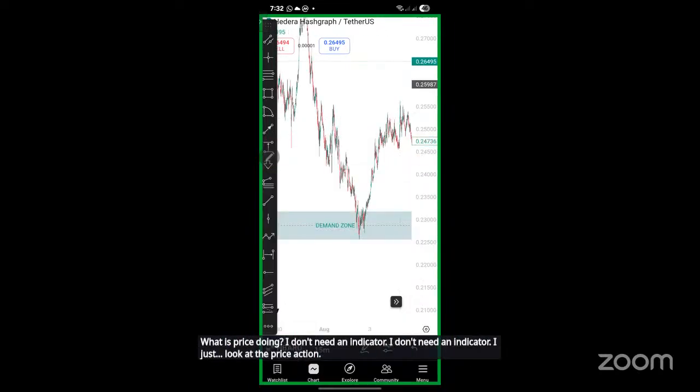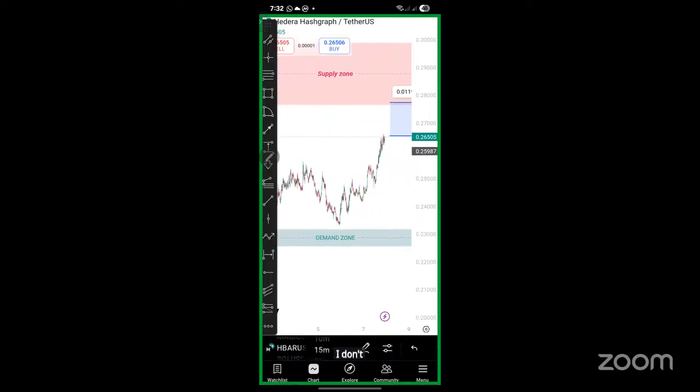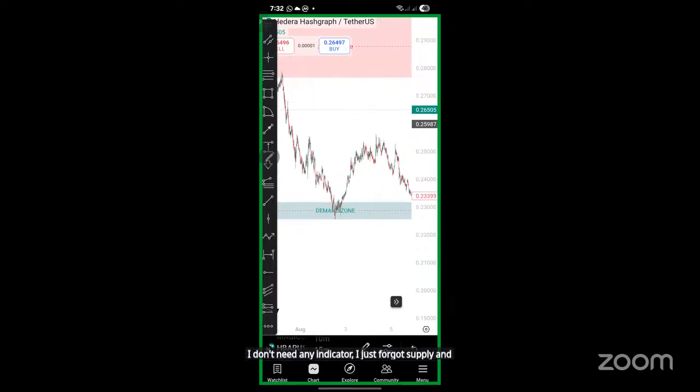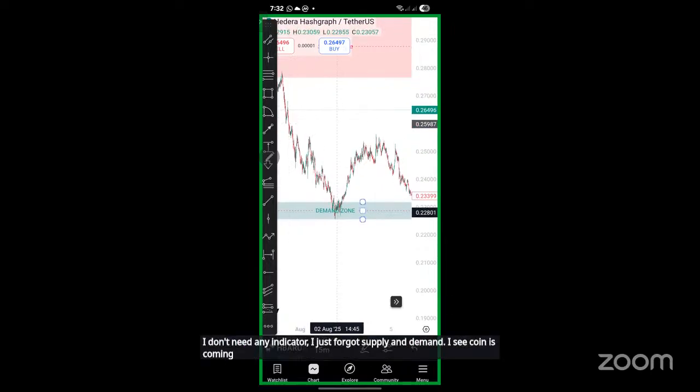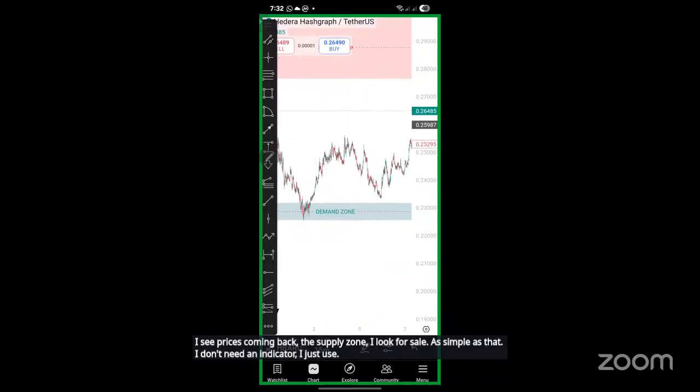I just look at supply and demand. I don't need any indicator. I see the coin is coming back to the demand zone, I look for a buy. I see price is coming back to the supply zone, I look for a sale. As simple as that. I don't need an indicator, I just use price action.